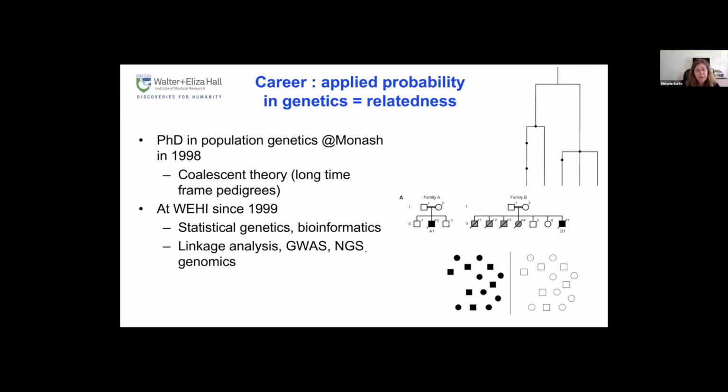And then in the last 20 or so years, I've worked a lot in linkage analysis, done some work in genome-wide association analyses, and really getting back into that quite a lot now, and have done a lot of work on next generation sequencing data and genomics. So all of these have got this overarching theme of relatedness, and it's the lens through which I view any samples, and that's just due to my statistical training and my original PhD work.